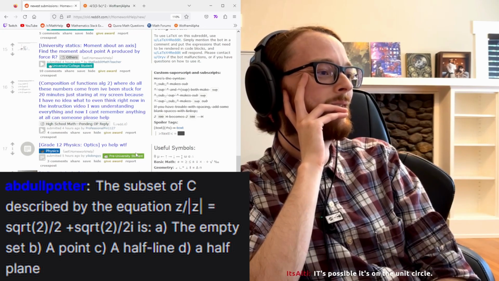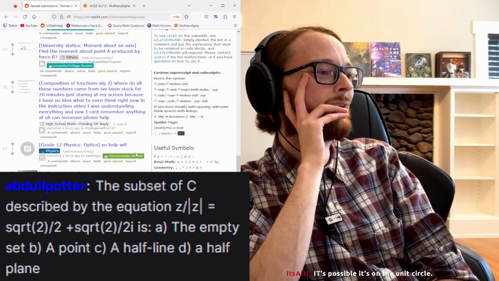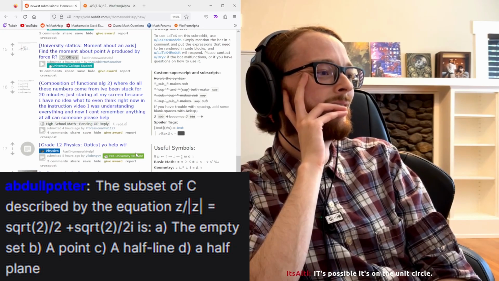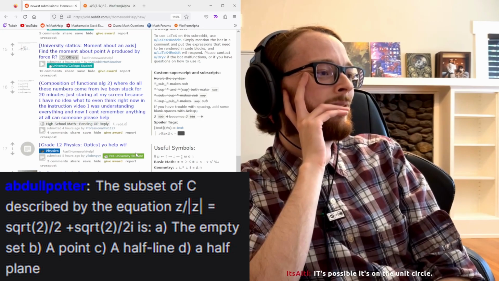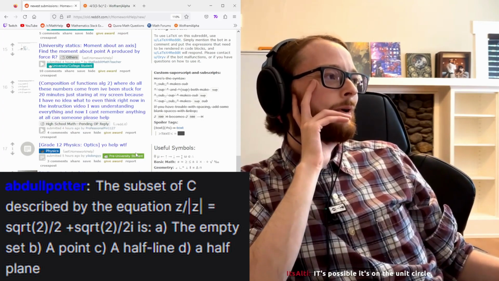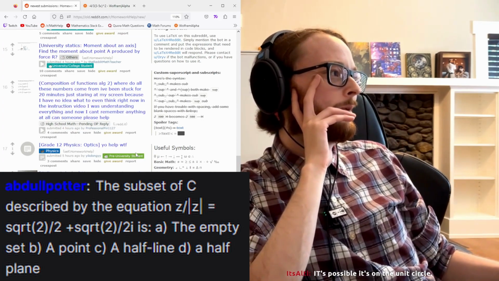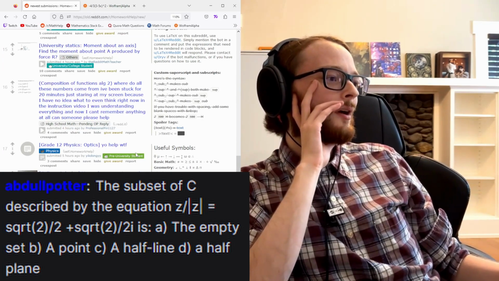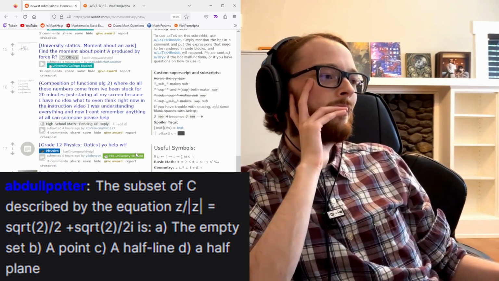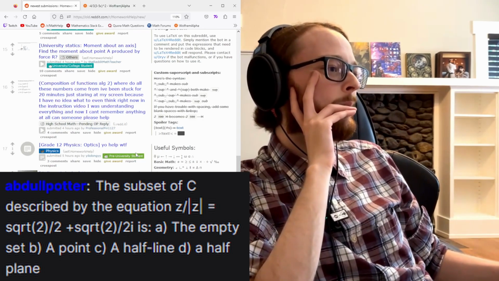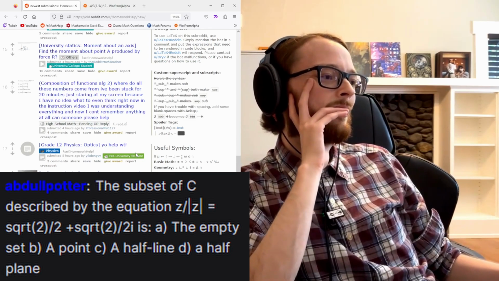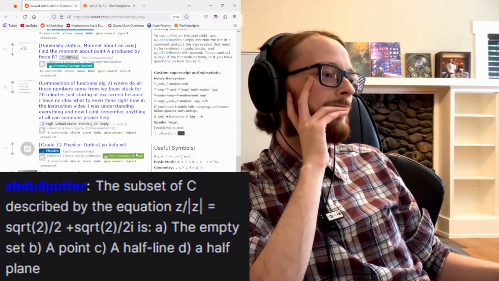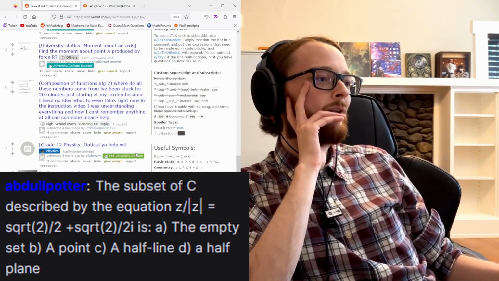It might be, yeah, because that's a 45-degree angle. It'd be any z where the real and imaginary parts are equal to each other, right? As long as they're both positive? Or maybe also both negative. Well, we only have half lines and half planes.